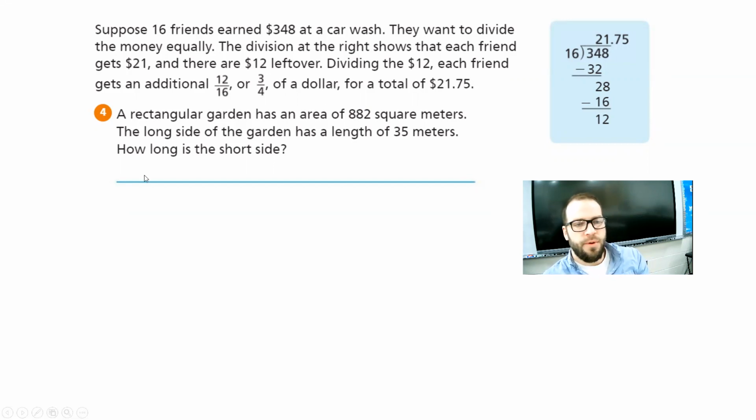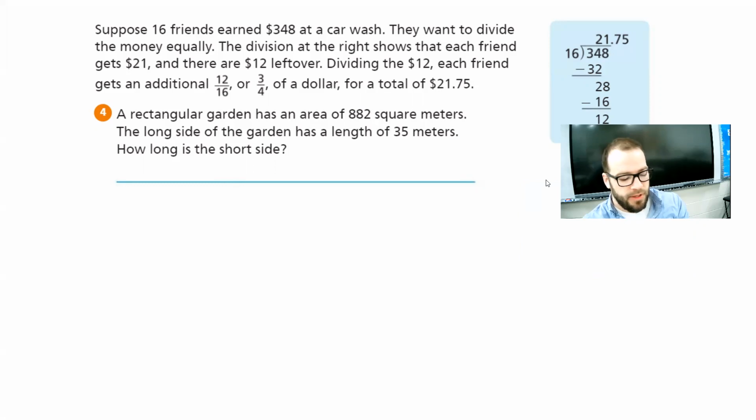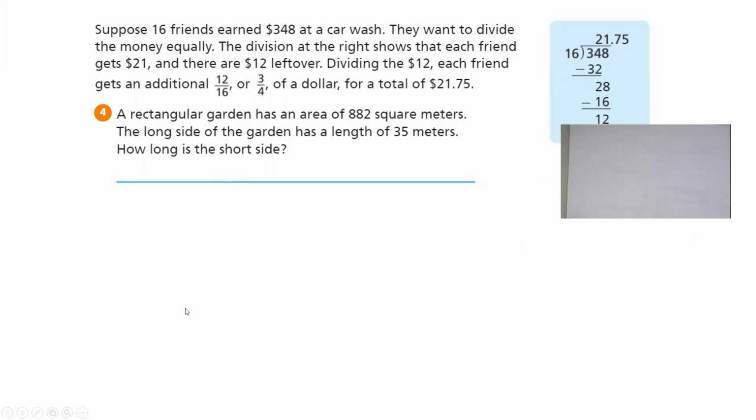I'm not sure. A rectangular garden has an area of 882 square meters. The long side is 35. How long is the short side? So once again, this is an example of division. We have a rectangle.